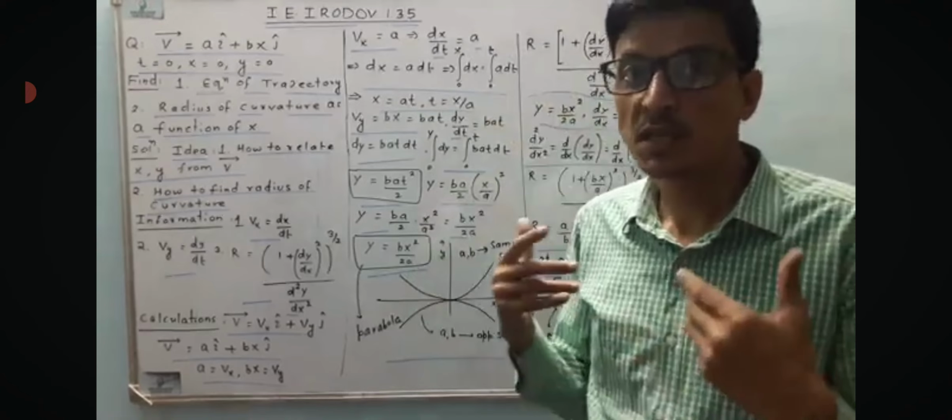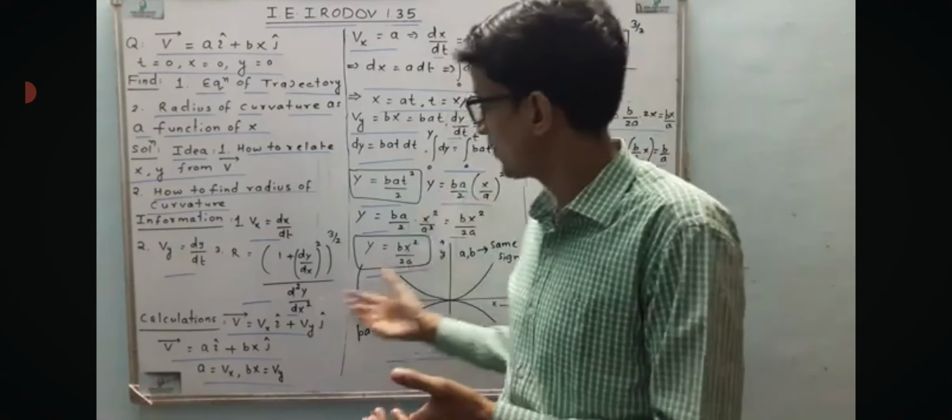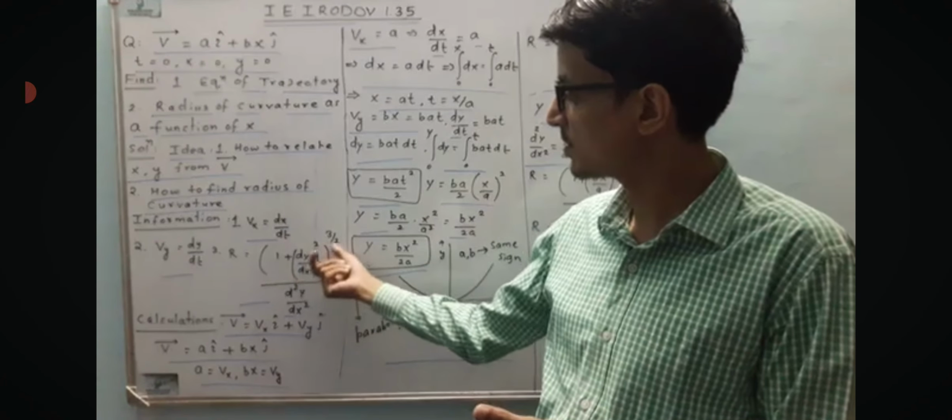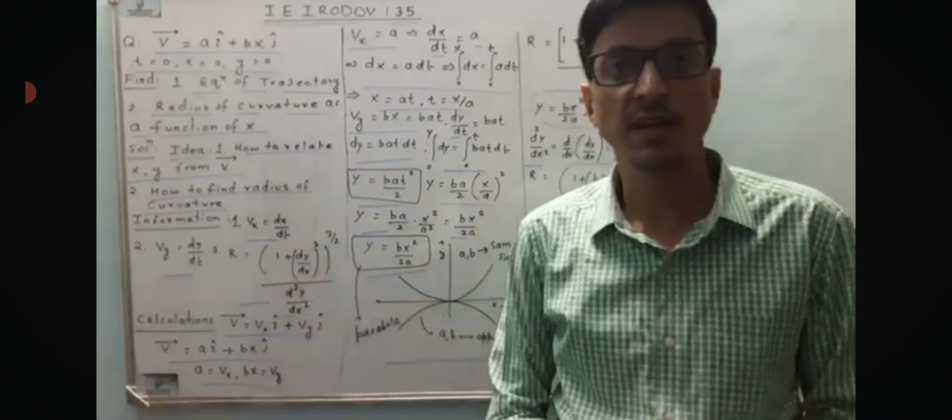The third thing is the radius of curvature. So we know that the radius of curvature is given by 1 plus dy by dx whole squared, to the power 3 by 2, divided by d square y by dx square.